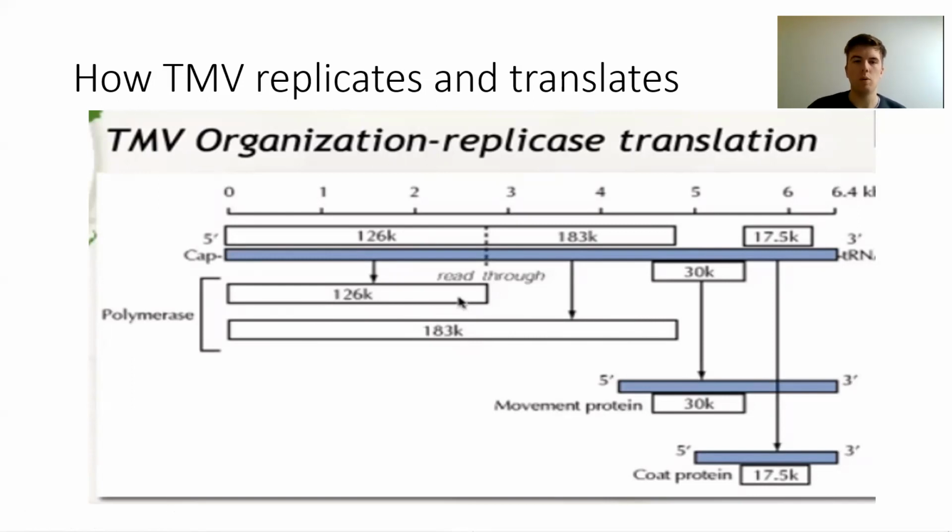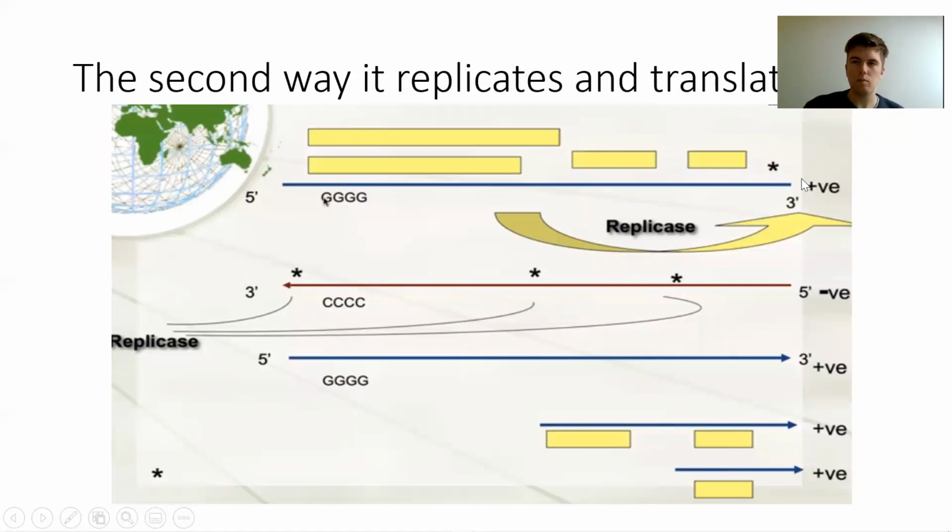This is how it makes 2 of the 4 proteins. These 2 are the polymerase, and then it still needs to make the movement protein and the coat protein. However, there's a stop codon at the end of the 183K, so it's unable to leak through to create the 30K and the 17.5K, because they're separate proteins. They can't just use what's already been made. And as we've already talked about, the replicase can't jump back in to create these proteins, so it wouldn't be able to make the 30K and the 17.5K.